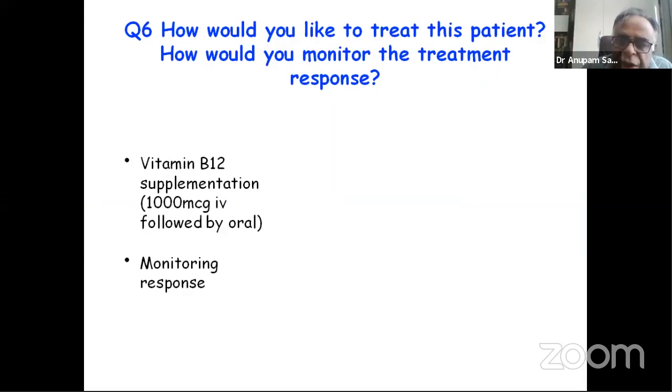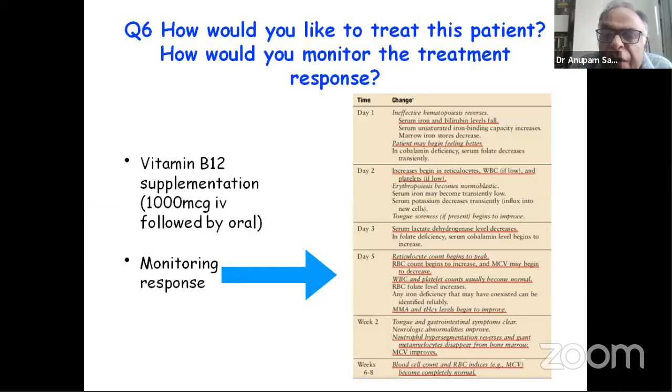So as you said, you can do a supplementation with IV B12 1 milligram, and then you monitor the response. That's how we see the responses: on day 1, your serum iron and bilirubin may start falling on day 1 itself. You find an increase in reticulocytes on day 2, and so on and so forth. And then we can monitor the patient. And of course, you can look at the retic count with the newer parameters which are available in the lab. Now we can easily monitor in 3 days' time as to what is happening and take a call on whether further things are needed.